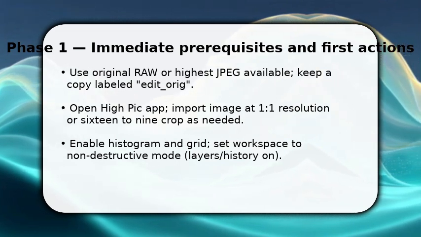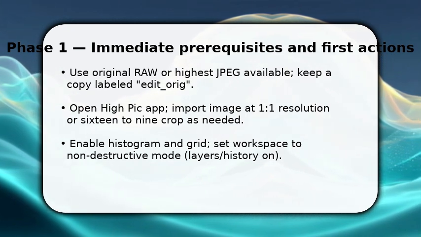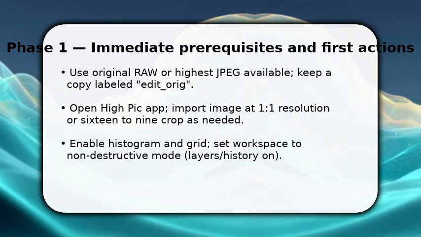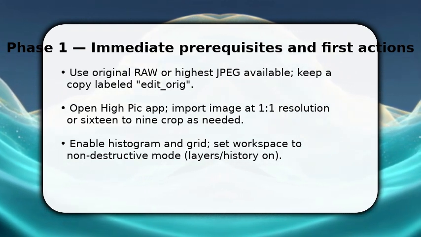Now, perform a quick global exposure adjustment. Nudge highlights down and shadows up to reveal detail, and set a conservative white balance correction. These first steps stabilize the image for targeted edits.